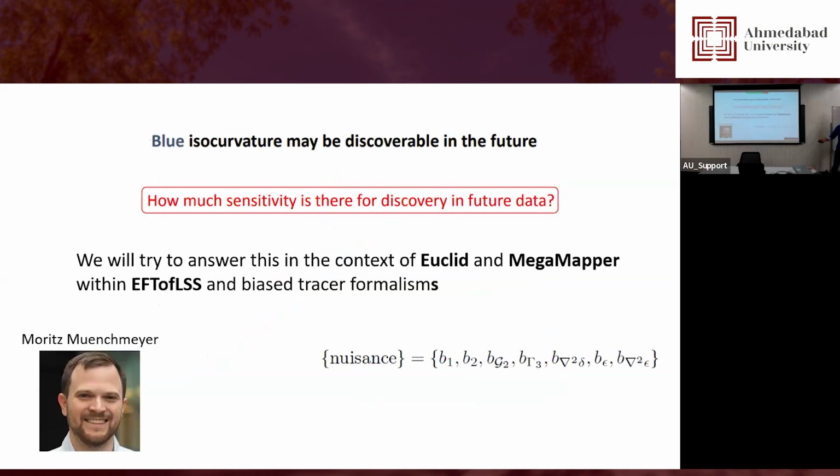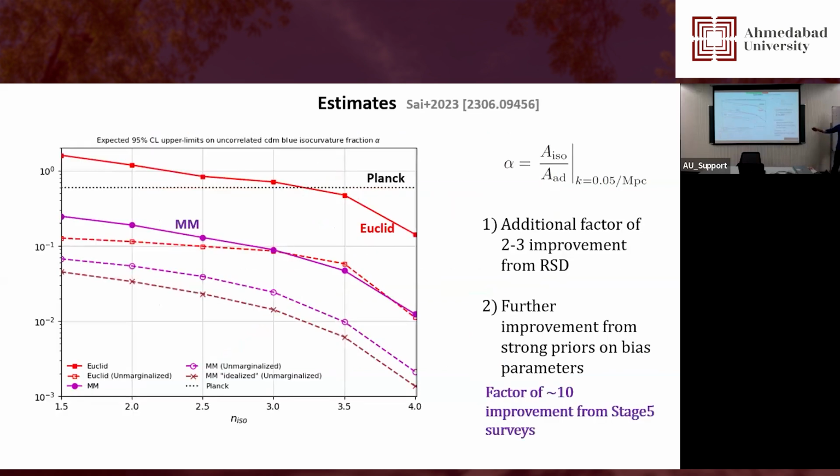And this was done with Moritz Münchmeyer. And we found something like this. This is the current Planck constraint on the amplitude. So alpha is the ratio of isocurvature amplitude to adiabatic. And this is extreme, right about here. Euclid would go about a factor of a few, but MegaMapper can actually do much, much better. MegaMapper can give a factor of 10. But this is just a forecast to see what is the possibility of detecting these in the future and how well the current or future experiments can actually probe.